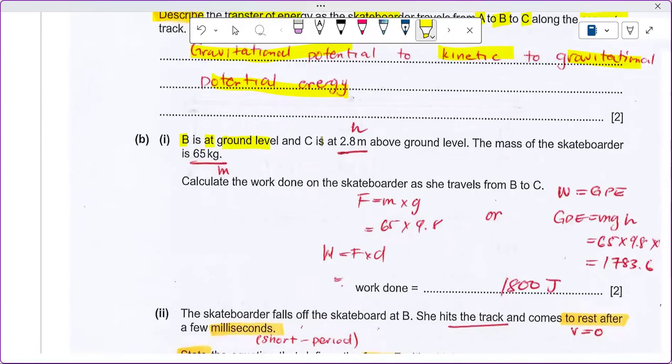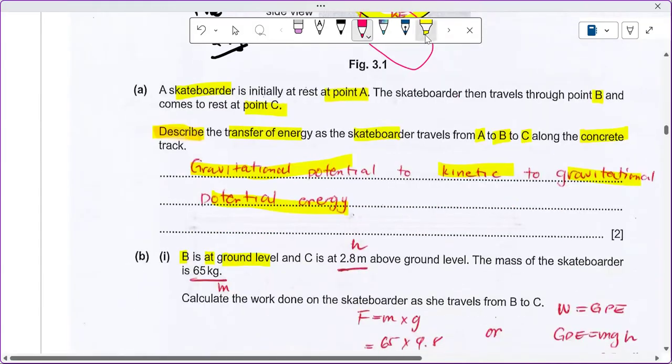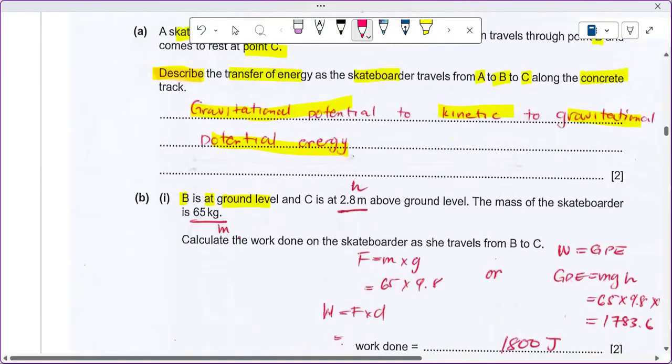All right. Then moving on, here you are told B is at the ground level. And you can see on the diagram that B is at the ground level. B is here. This is where B is. So B is at the ground level. Then you are told C is at a height. That's where C is placed in terms of the height above the ground. The mass of the skateboarder is this.